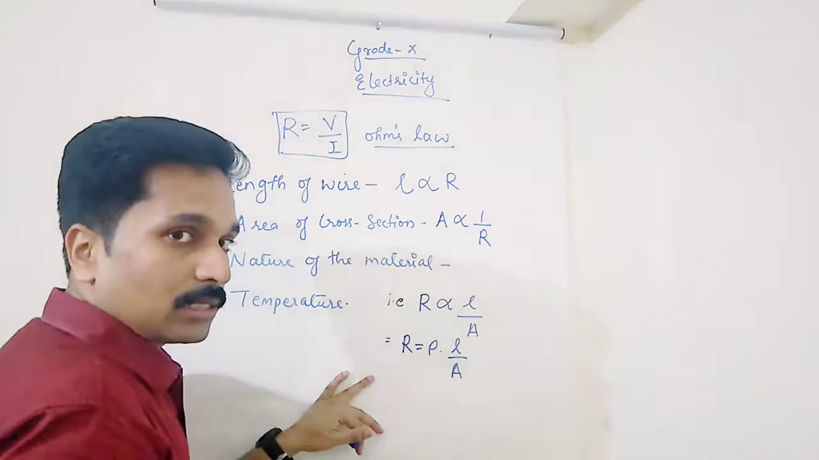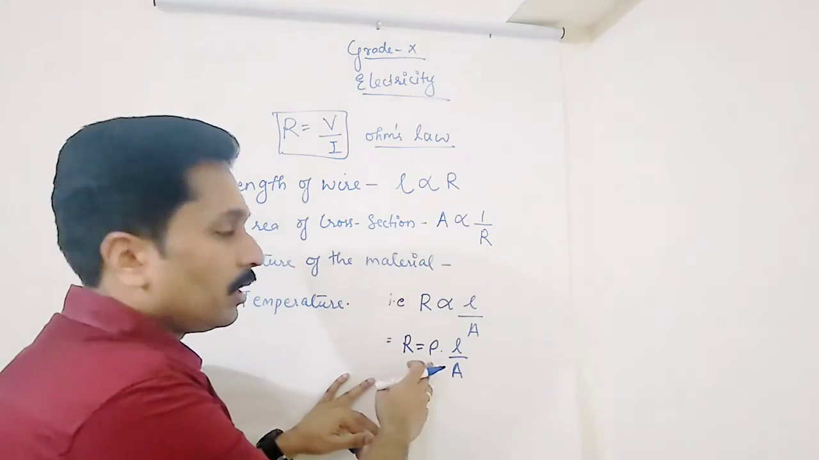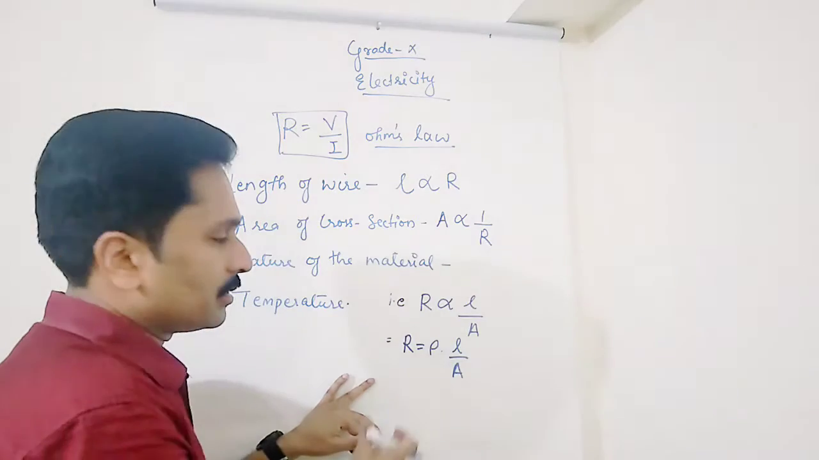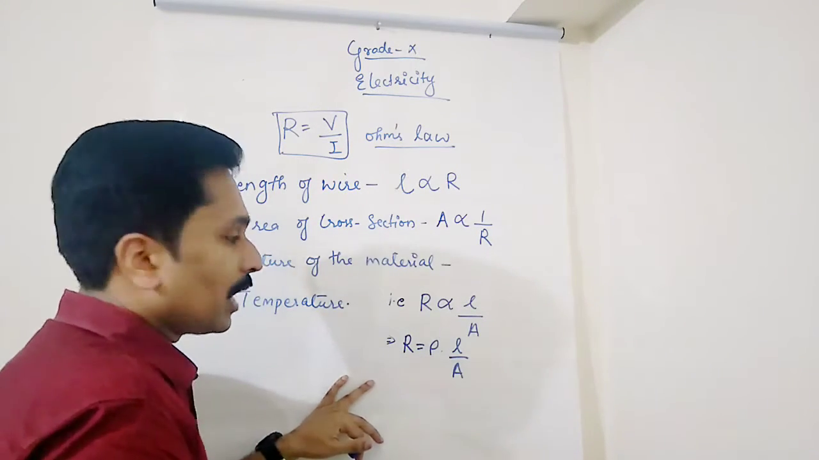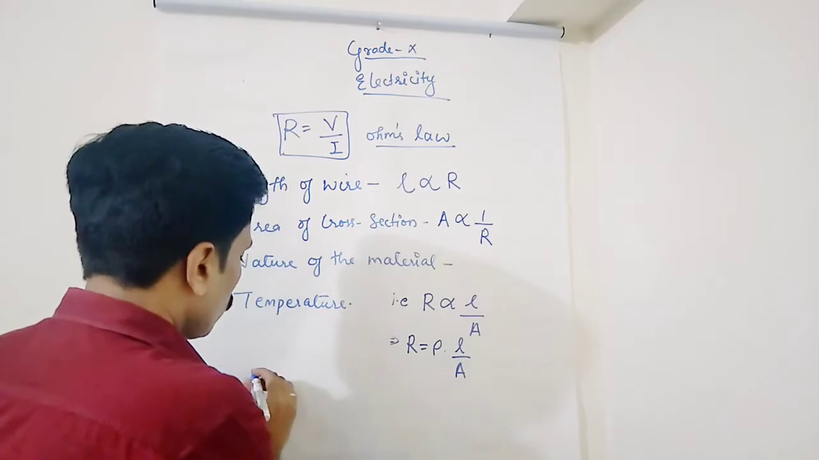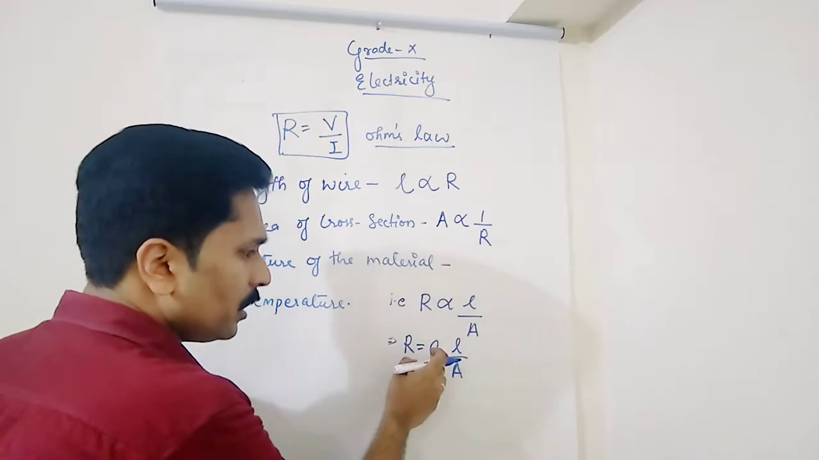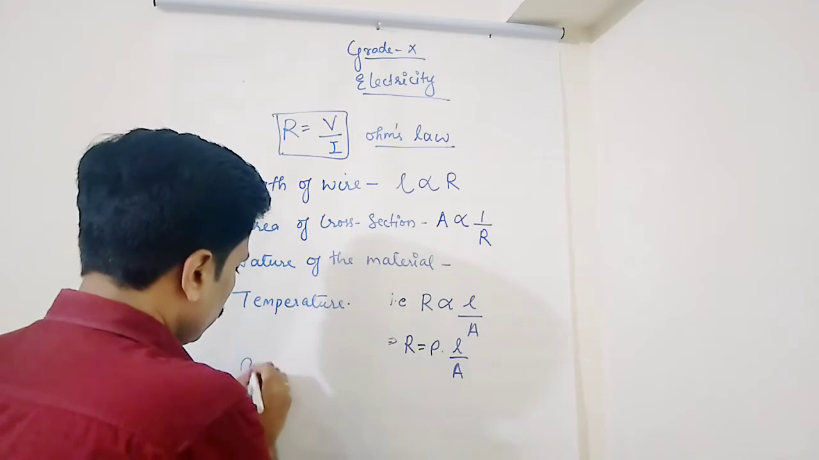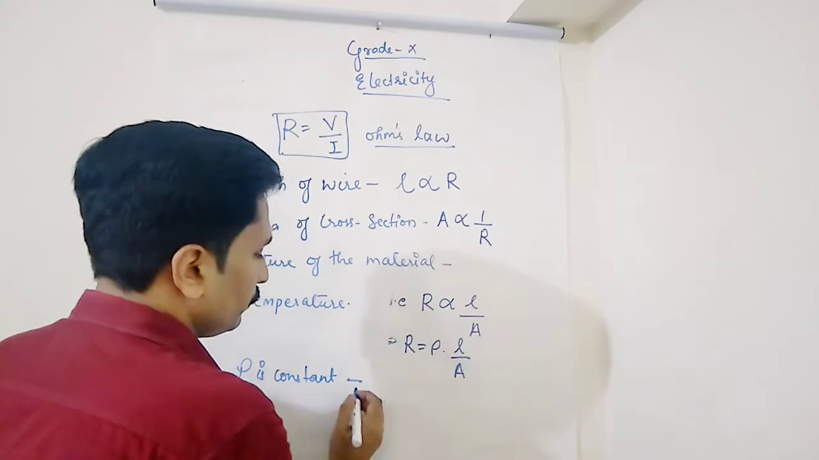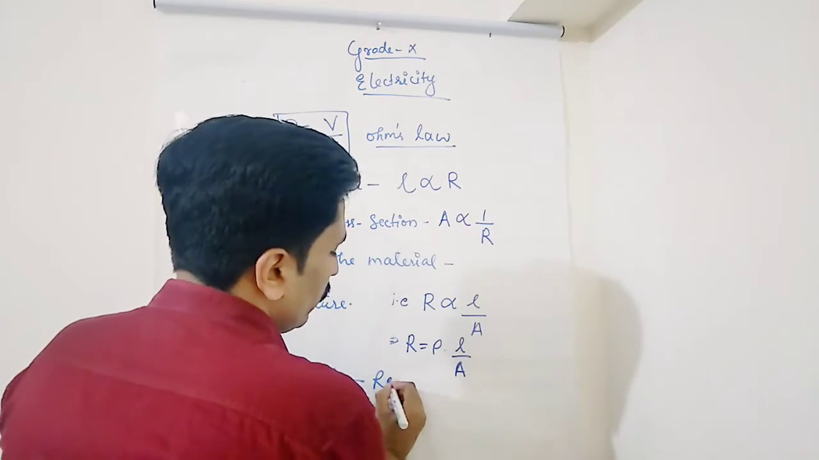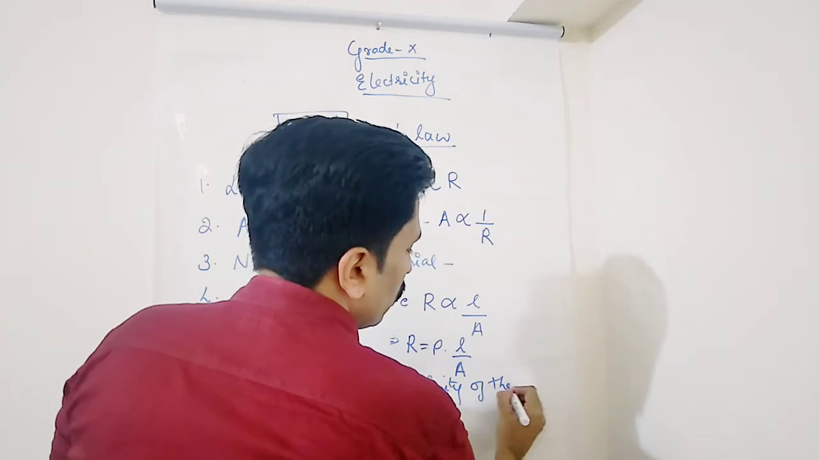Rho here is not the density. You might have studied density in 9th standard, which is also denoted by rho. Here the rho represents something else. So R is equal to rho into L by A, and rho is the constant known as the resistivity of the conductor. What do you call it? Resistivity of the conductor.